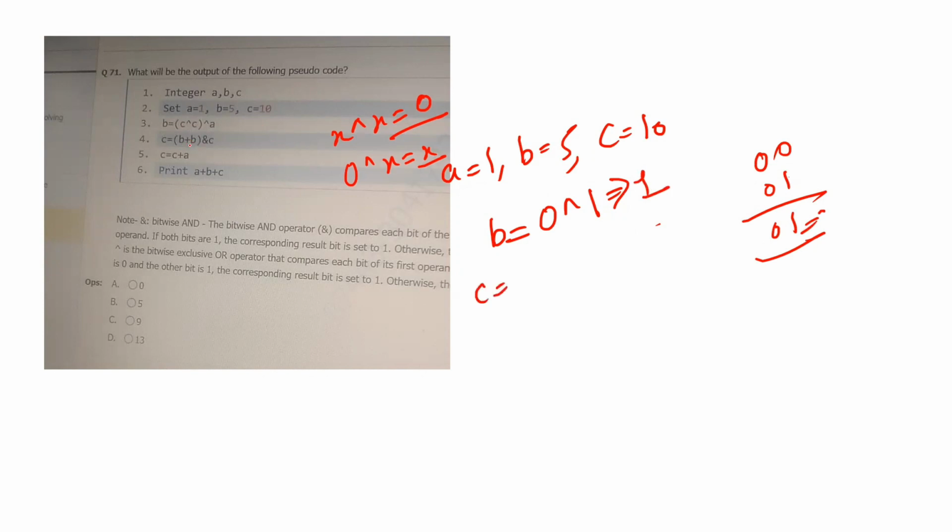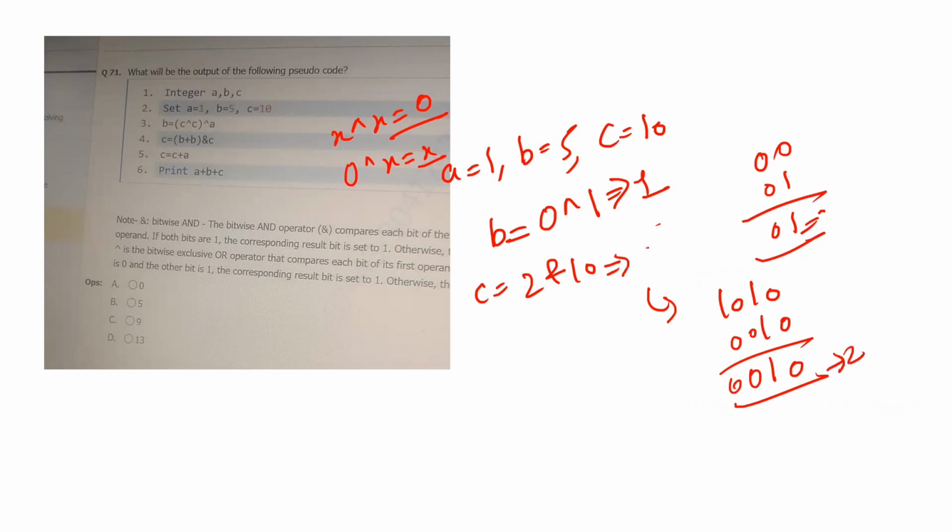b plus b, that is 1 plus 1, 2. 2 bitwise AND with c. The c value is nothing but 10. So 10 is 1, 0, 1, 0, and this is 2, which is 1, 0. So from here you will get 0, 0, 1, 0, which is 2. So the c value is nothing but 2 now.